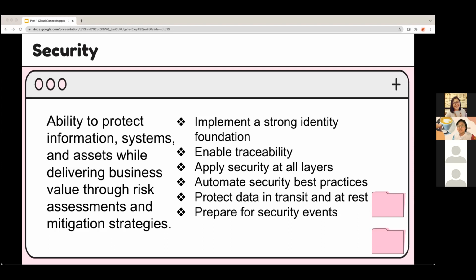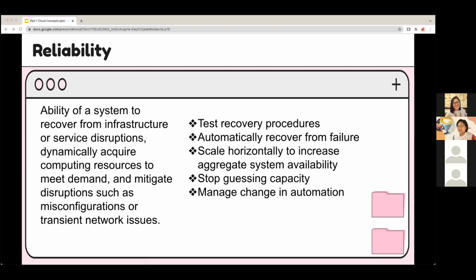So security is very important. Next, of course, is reliability, or the ability of your system to be always online as needed. It is also the ability of a system to recover from infrastructure or service disruptions, dynamically acquire computing resources to meet demand, so when traffic increases, resources also increase automatically, and also mitigate disruptions such as misconfigurations or transient network issues. The cloud can handle all of that as long as you know what services to use or how to design your system.